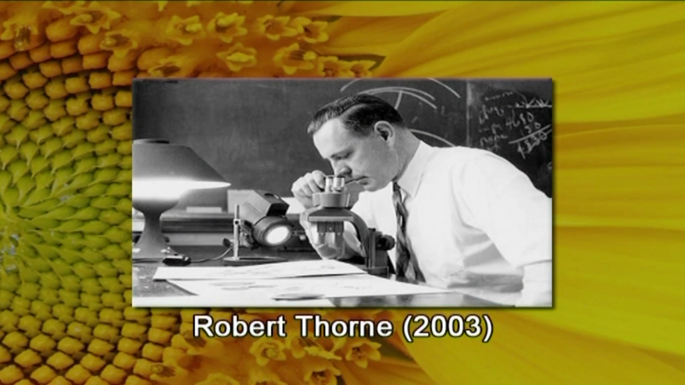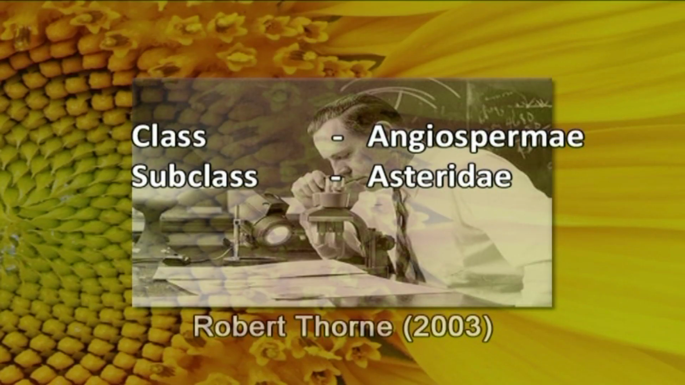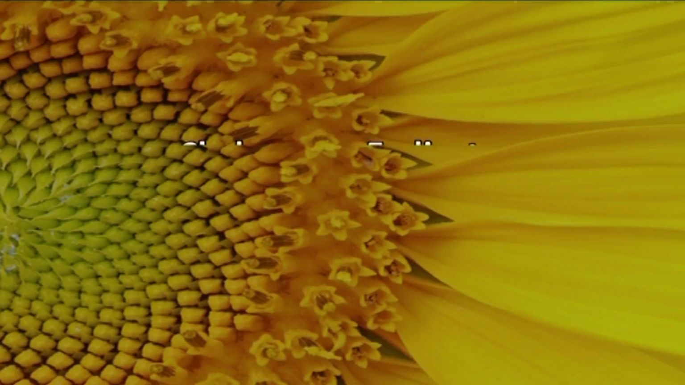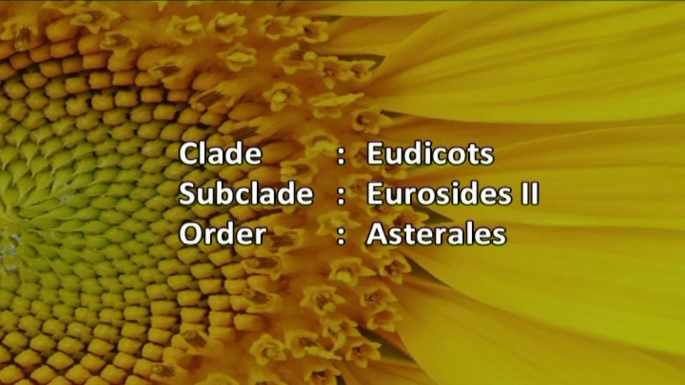Robert Thorne, very recently in the year 2003, an American taxonomist, classified Asteraceae under the class Angiospermae, subclass Asteridae, superorder Asterinae, and the order Asteraceae. Angiosperm Phylogeny Group, which is a collaborative group of taxonomists who have proposed a rankless classification, have classified Asteraceae under the broader clade of Eudicots, within which it has been classified under a subclade called Euroside II, and the order Asteraceae.